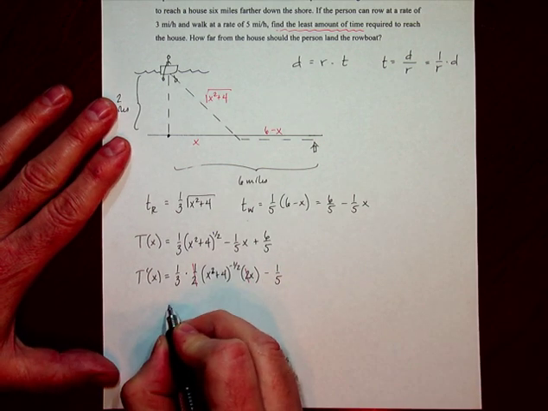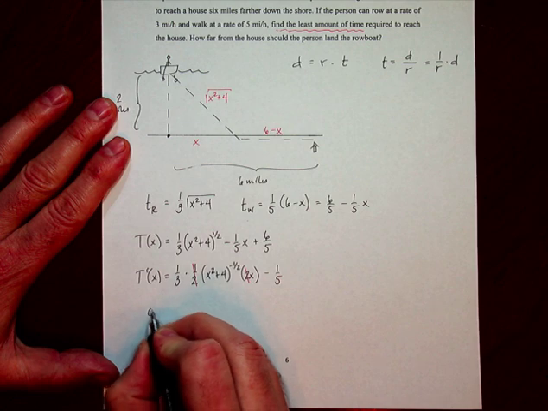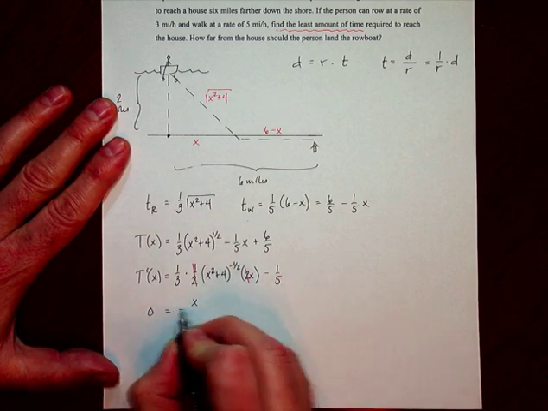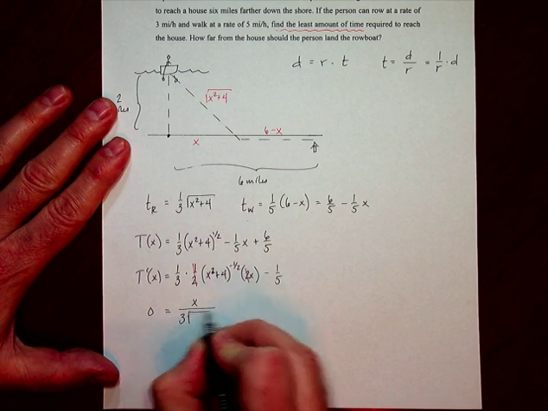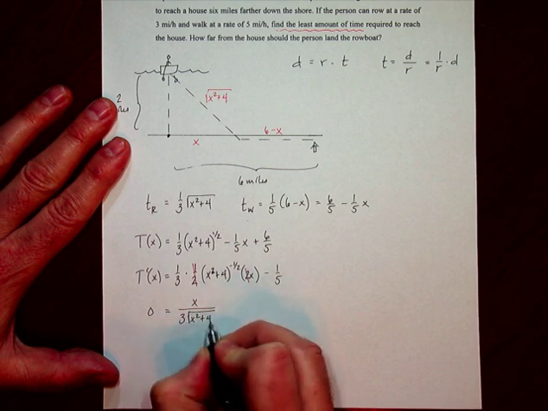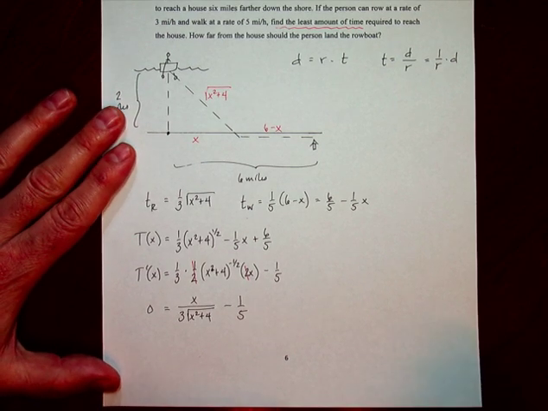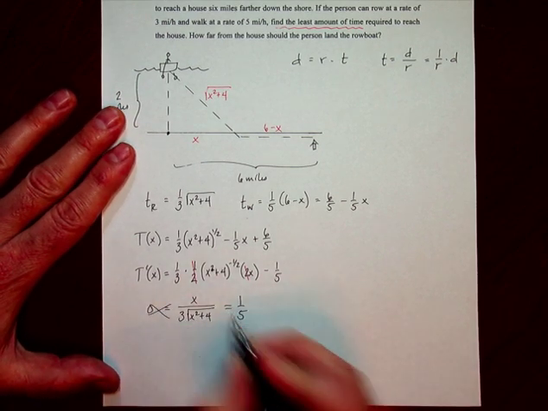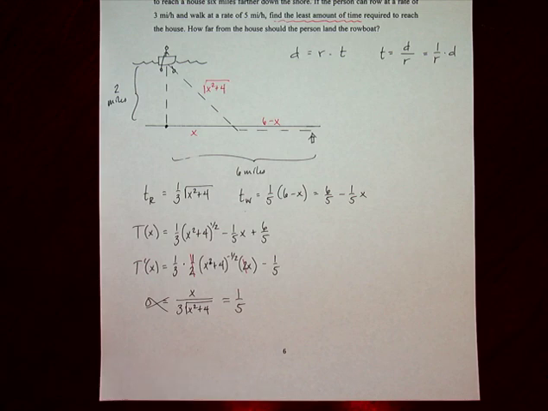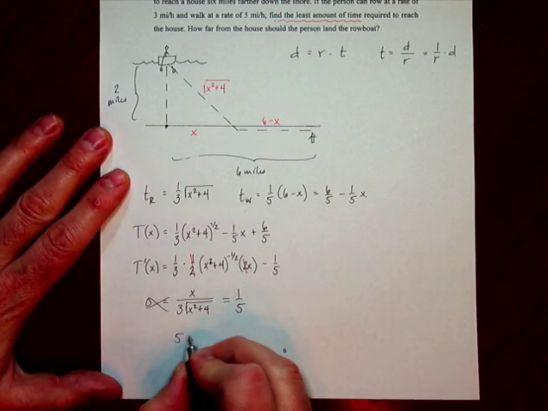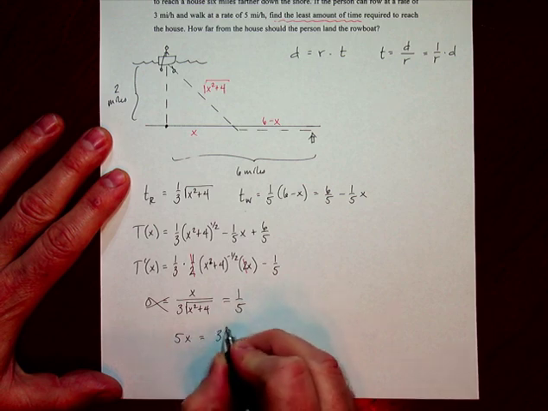Now if I simplify this and set the derivative equal to 0, I'm going to have x over 3 times the square root of x squared plus 4 minus 1/5. Well, I'm just going to put the 1/5 on the other side anyway, so let's go ahead and just change that negative sign to an equal. And now I have a proportion and I can cross multiply.